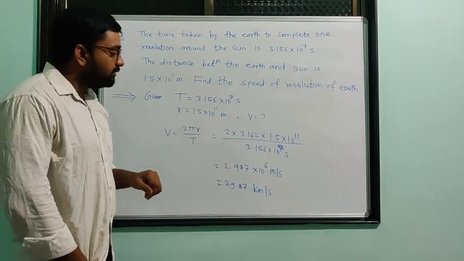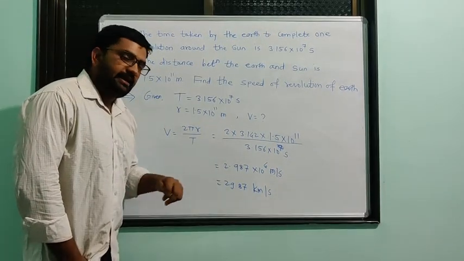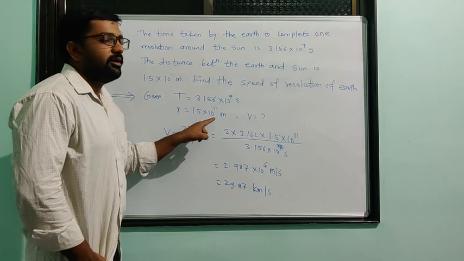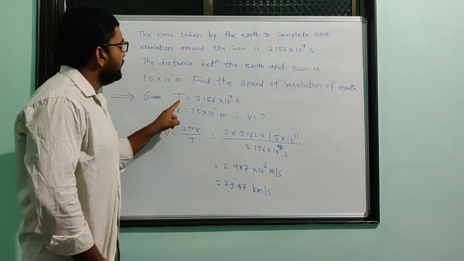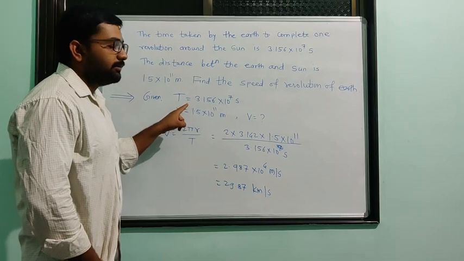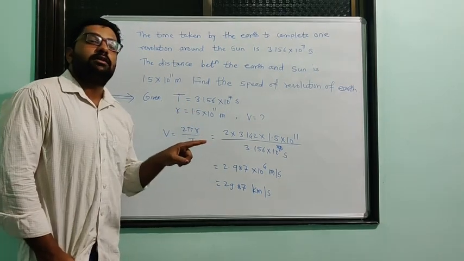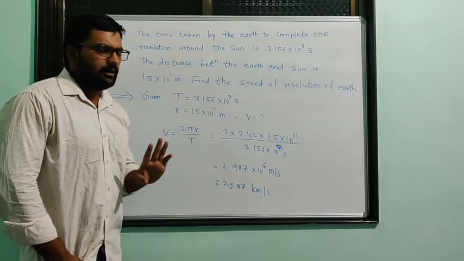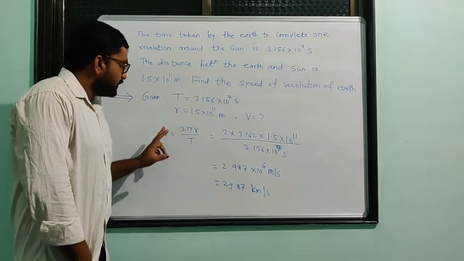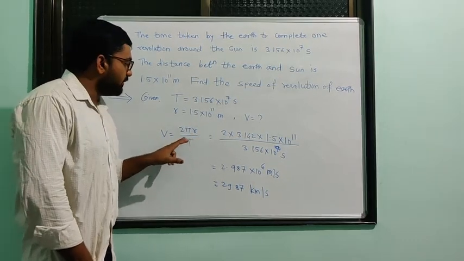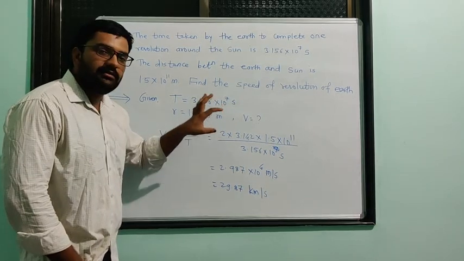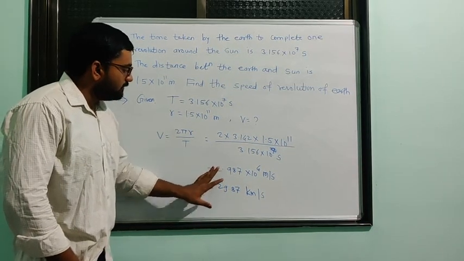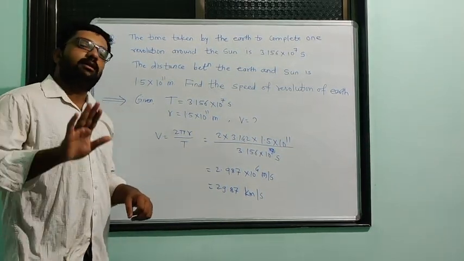In such a way we can calculate the velocity of the revolution of the earth around the sun. It will be equal to 29.87 kilometer per second if the distance between earth and sun is 1.5 into 10 raised to 11 meter and the periodic time, the time taken by earth to complete one revolution around the sun, is 3.156 into 10 raised to 7 second. Simply remember the formula that velocity is given by 2 pi r divided by t. We just put in all the given values, then ultimately we get the answer.